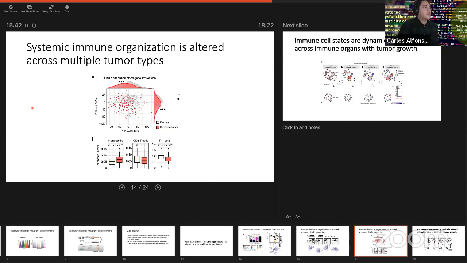So with these two findings, what we can say is that indeed, as it was shown before, and also as the authors show now with much higher resolution, the immune system organization is altered across multiple tumor types. And this is very important for what we are going to discuss next.